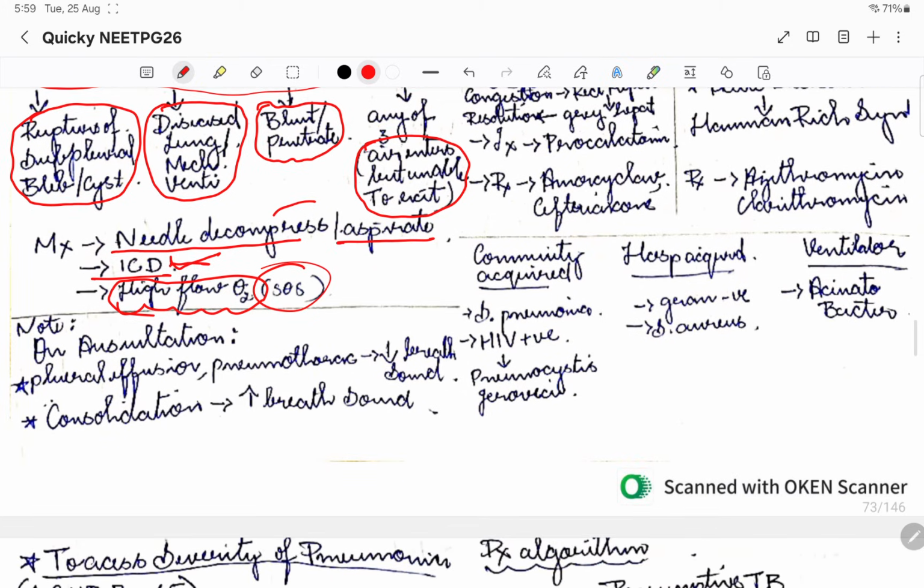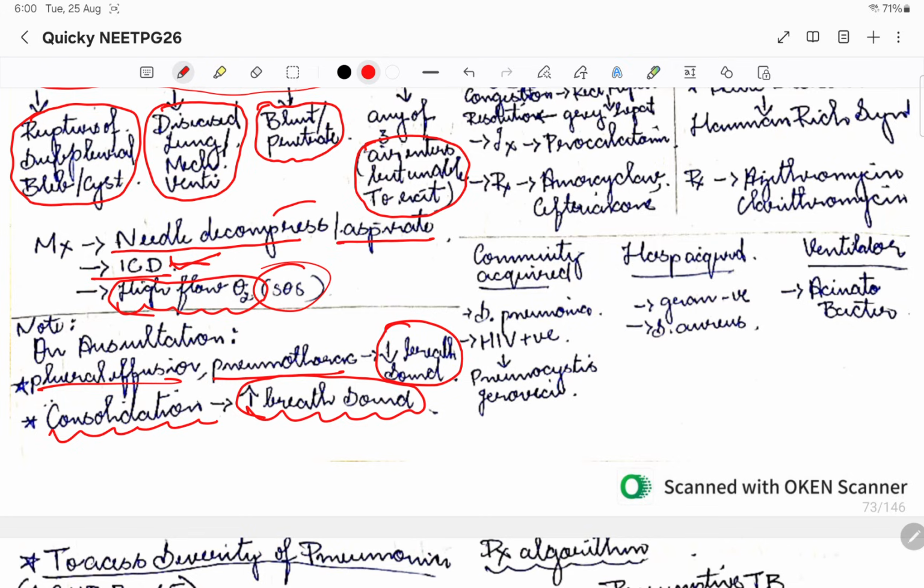Then please note these auscultation findings. In pleural effusion and pneumothorax, the bronchial breath sounds will be reduced. Okay, when we auscultate, the bronchial breath sounds will be reduced as there is air or effusion in between the lung fields. Whereas in consolidation, the bronchial sounds will be increased, because the bronchial sounds will be transmitted through that consolidation.